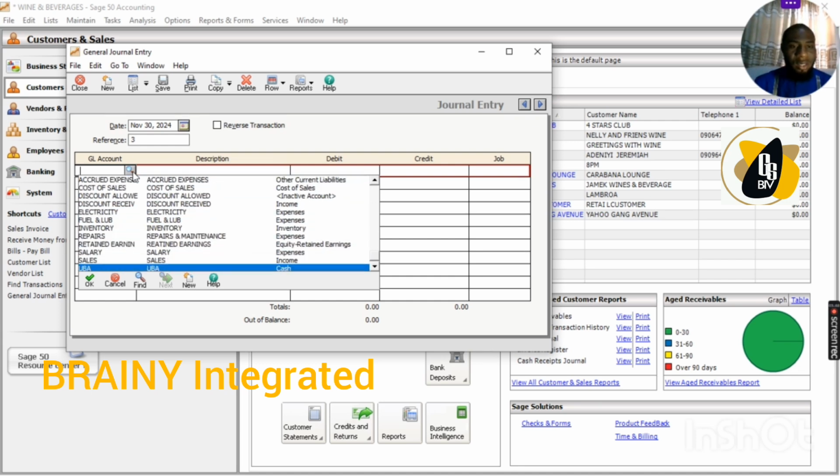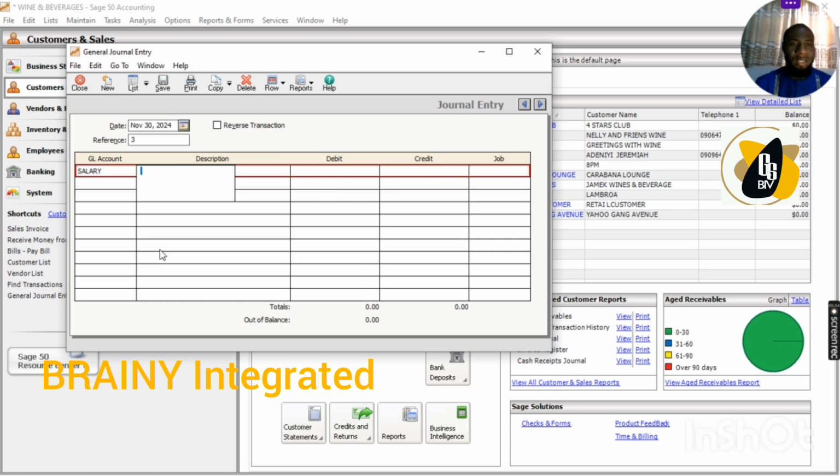This is salary expense accounts. I'm going to click it. This is description. Like I said earlier, the description is used to write what it is all about, so that anybody that picks up the account can see at a glance what has happened. The amount is 3 million naira. That's staff salary. So I'm going to debit 3 million naira to the salary expense account.